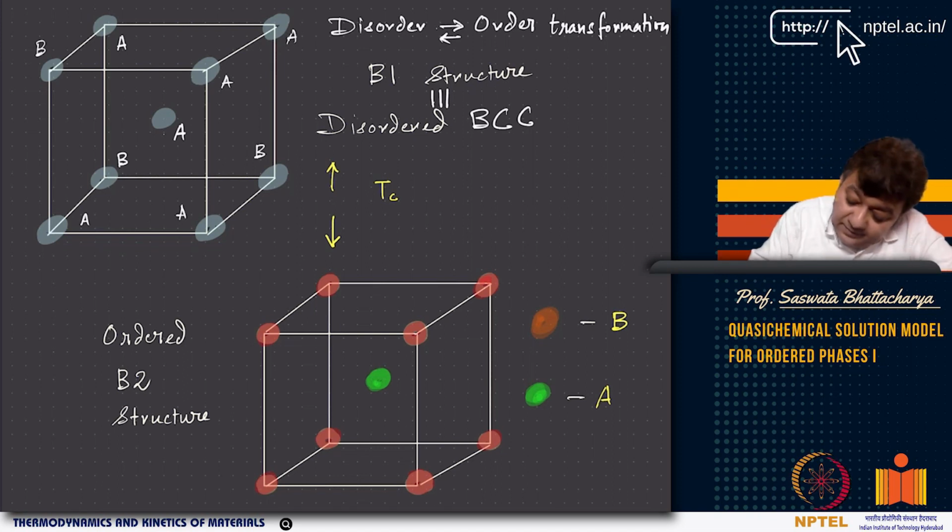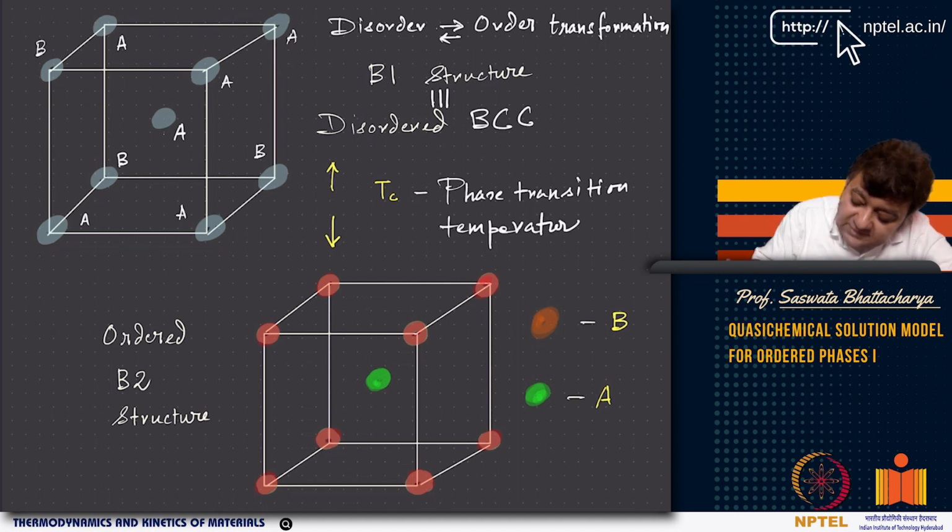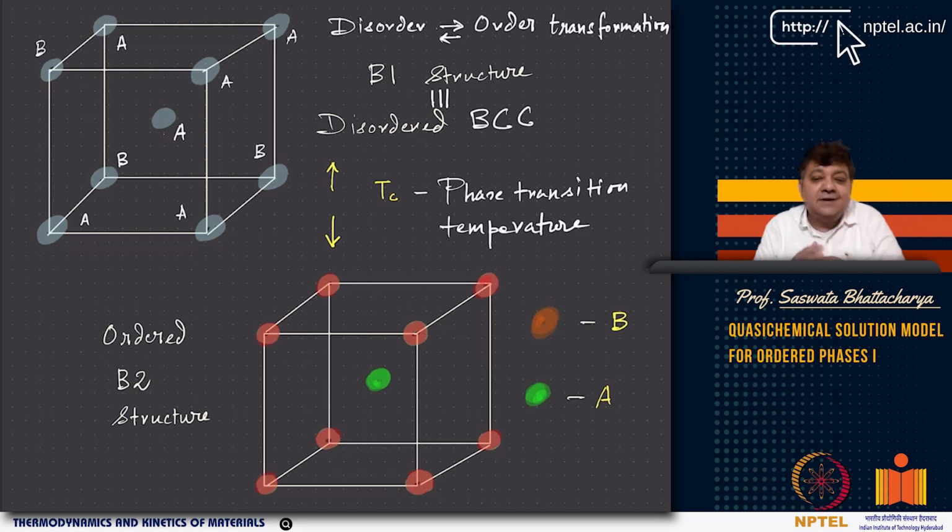It's a disordered structure. Now there is a temperature, called the phase transition temperature or a critical temperature, below which this disordered structure undergoes an ordering transformation, or ordering transition. In such a case, BCC converts to B2. In B2, you have an alpha site which is occupied by A and a beta site which is occupied by B. Basically, you now have preferential occupation of A and B in unique lattice sites, right? Unique lattice positions. There is a preference in the occupation of A and B. Say, for example, A wants to occupy the green site and B wants to occupy the red site.